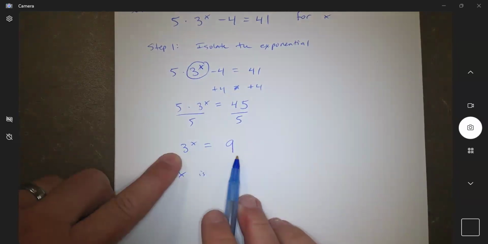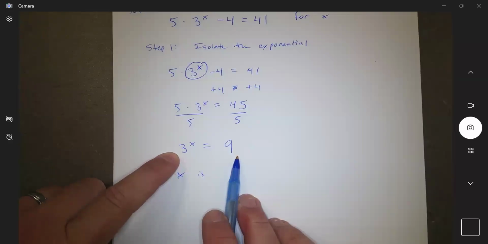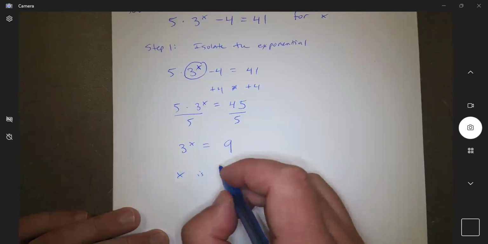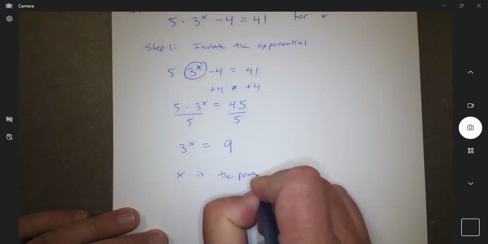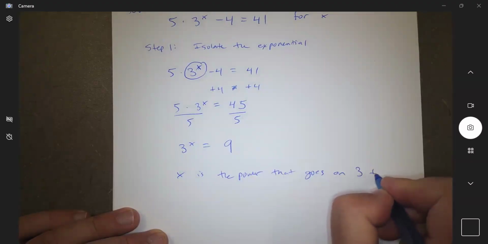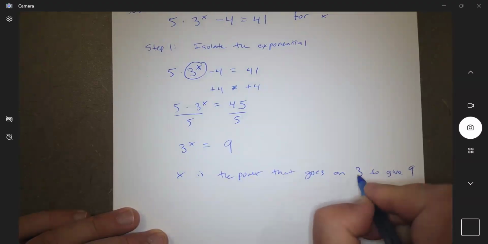It may feel comfortable enough to just do that in your head. 3 to the x equals 9. Well, 3 squared equals 9. So x must equal 2. X is the power that goes on 3 to give 9, right?